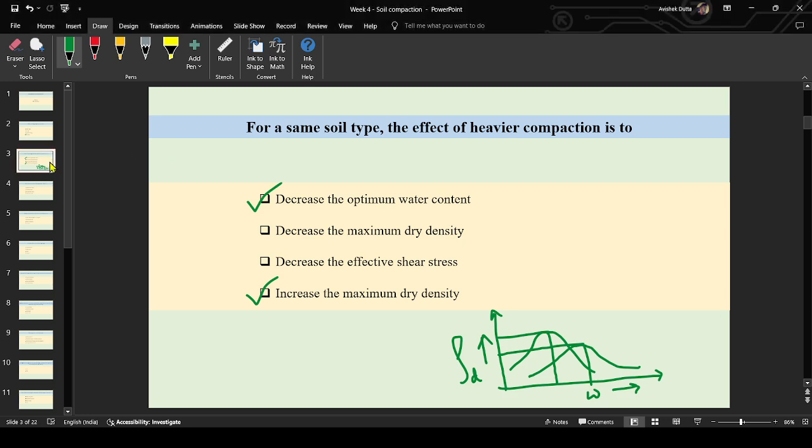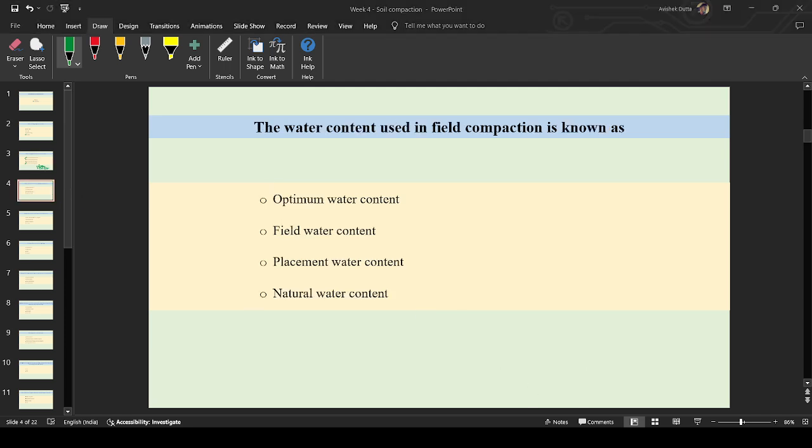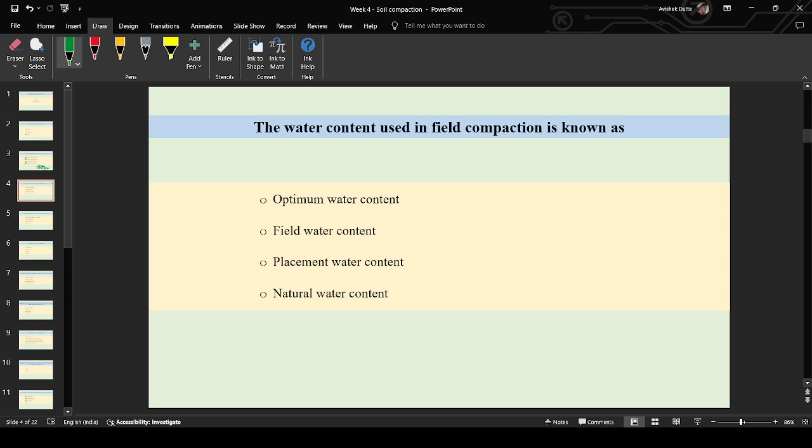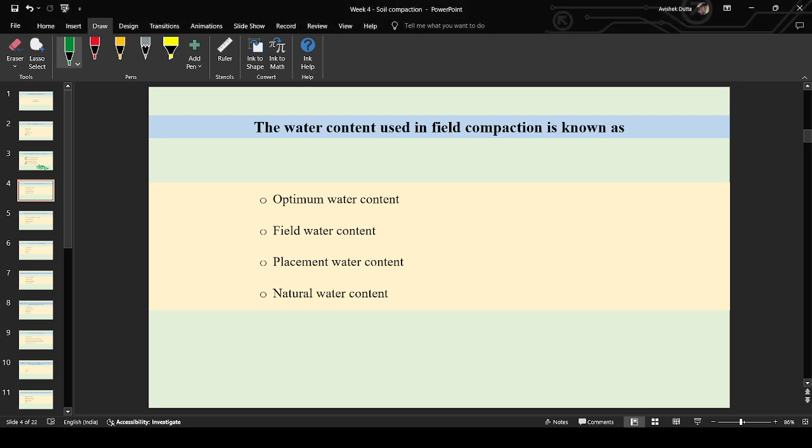Okay, next question. The water content used in field compaction is known as, what is the answer? Optimum water content. Someone has written, ARV has mentioned C. Yes, it is placement water content. It is not the optimum water content.